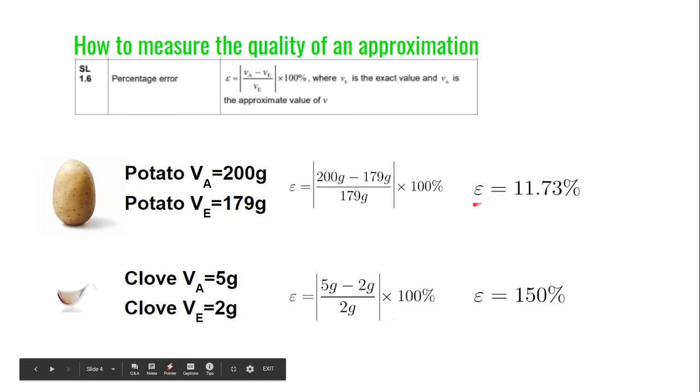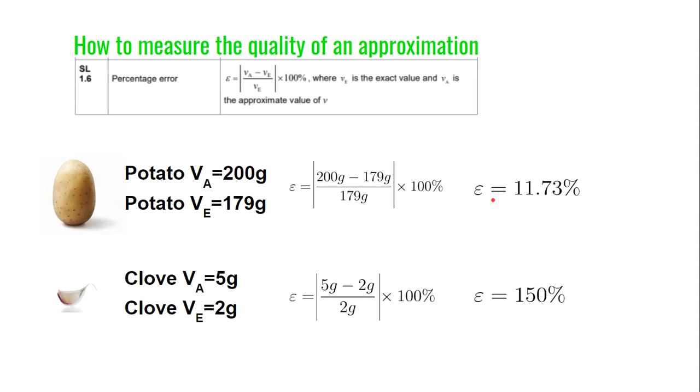Now here it is very clear that the error here is more percentage-wise. In relative terms, it was much closer. My approximation for the potato was much closer to the actual value than my approximation for the clove of garlic. This is a very simple formula to use. I want you to understand where it comes from and what the logic behind it is and what the advantage that it provides us to be able to compare different approximations and determine which one is better.